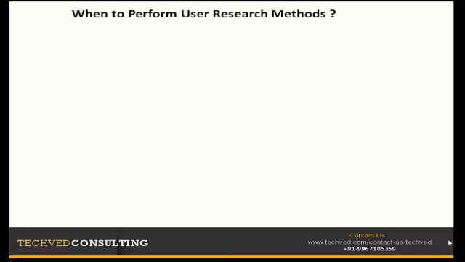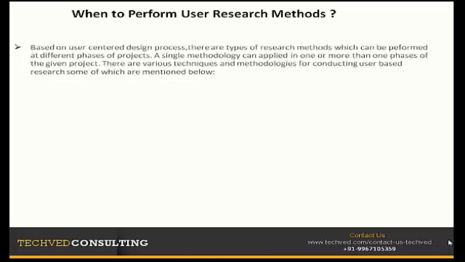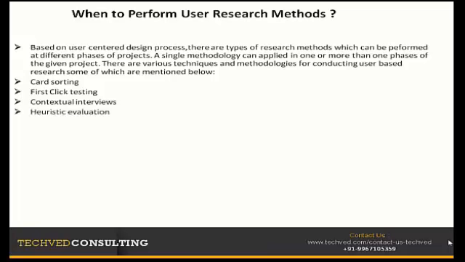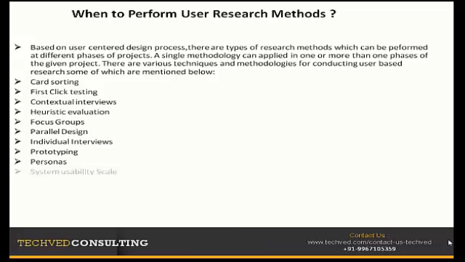Which user research methods to perform? Based on user-centered design process, there are types of research methods which can be performed at different phases of projects. A single methodology can be applied in one or more than one phases of the given project. There are various techniques and methodologies for conducting user-based research, some of which are mentioned below. Card sorting, first-click testing, contextual interviews, heuristic evaluation, focus groups, parallel design, individual interviews, prototyping, personas, system usability scale, surveys, usability testing, task analysis, use cases.